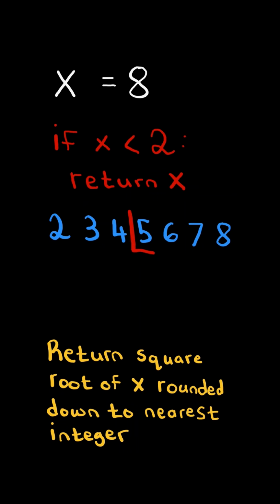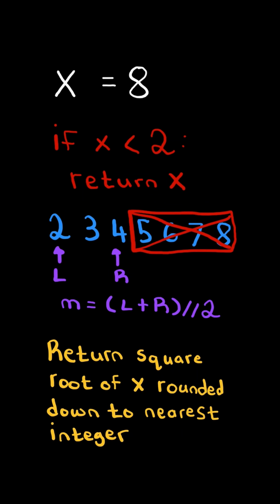Mathematically, the square root of x cannot be greater than half of x. In this case, half of x is 4. So like I said, the square root cannot be greater than half of x. So now we will have two pointers L and R at the start and end of this range. We calculate mid by taking (L + R) / 2.